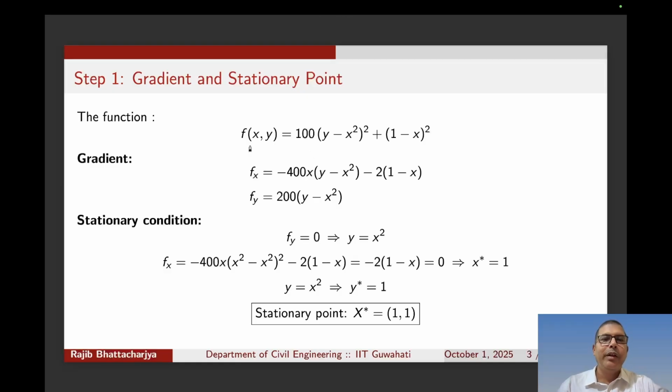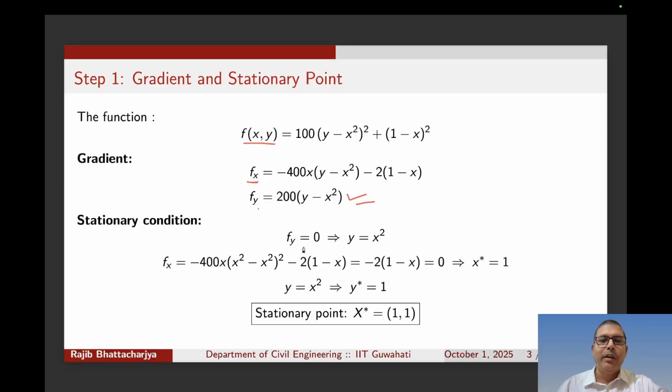So now if I take the derivative of the function with respect to x, what am I getting? I am getting minus 400x (y minus x squared) minus 2 times (1 minus x). So this is the derivative with respect to x, and if you take the derivative with respect to y, you will get 200 times (y minus x squared). So now take the second equation, that means this equation.